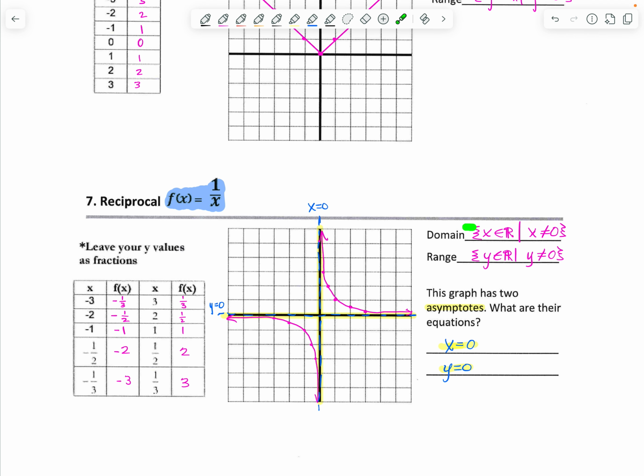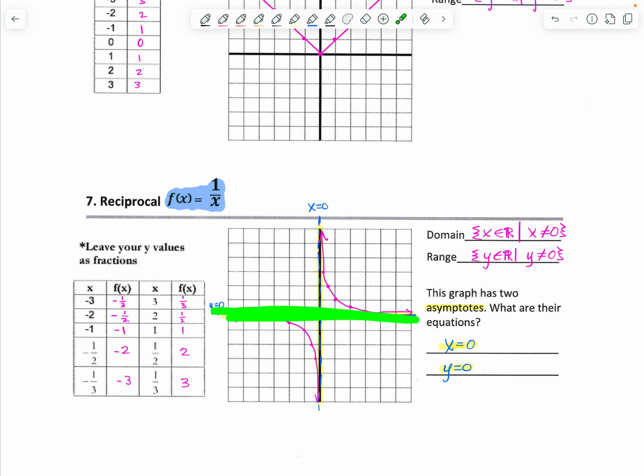Now my domain for this reciprocal parent function is x is an element of all the real numbers except x cannot be equal to 0. In this case, instead of saying what it can be equal to, it's easier to say what it cannot equal. So it cannot be equal to 0. Likewise, in the y direction, for the range, I would say that y is an element of the real numbers such that y cannot be equal to 0, because it's not possible for it to touch this point at all. So y can't be equal to 0.